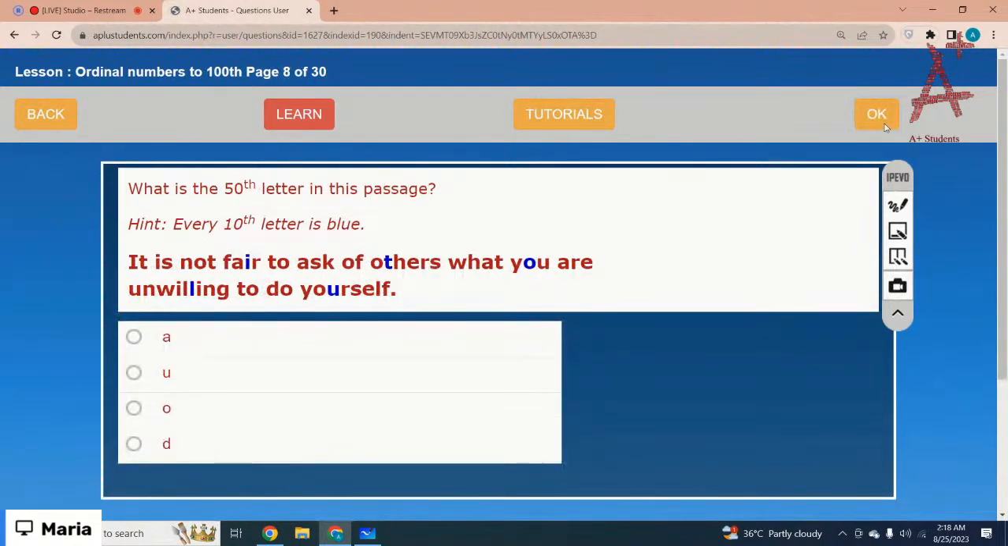What is the 50th letter in this passage? So which is the correct option? Which one is 50th? 10, 20, 30, 40, 50. U is the 50th letter in the passage. The correct option is U.